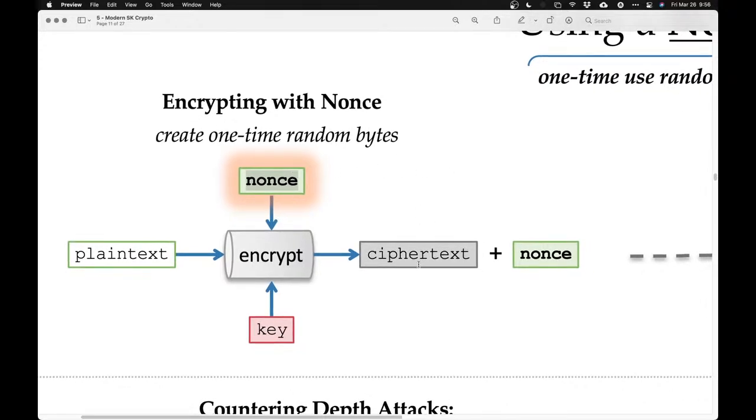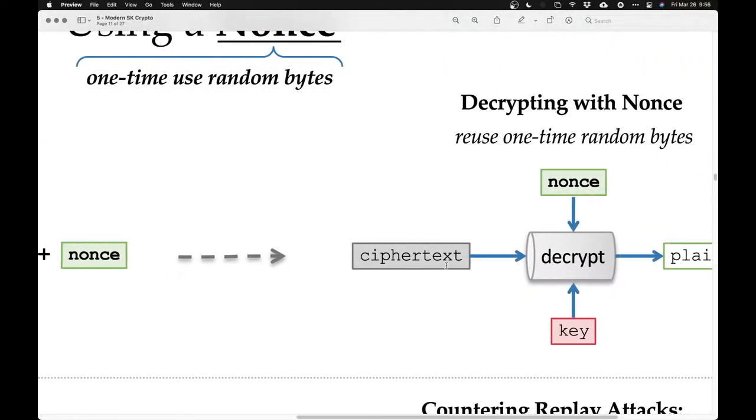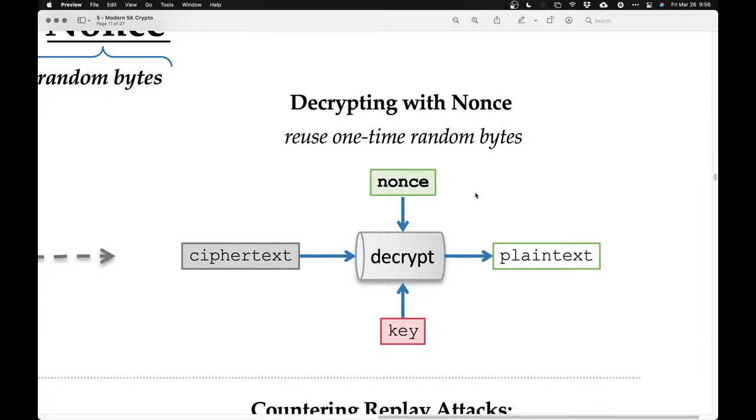All right? And you get the ciphertext that is now a result of a key, a plain text, and a nonce. Okay? On the other side, to decrypt this information, the person decrypting it now must know the key, the ciphertext, and the nonce. And they can decrypt it and get the plain text back.